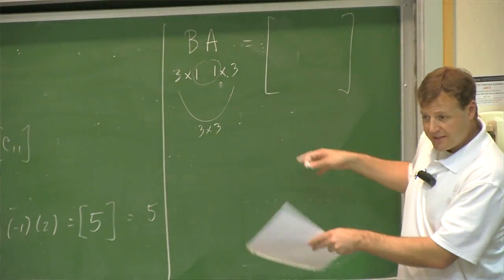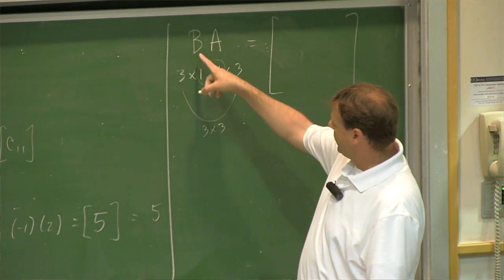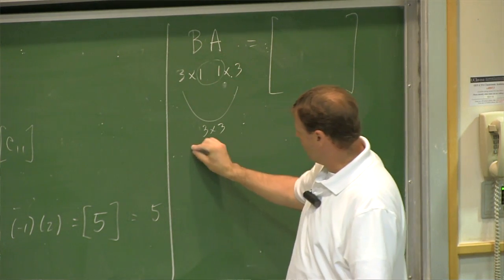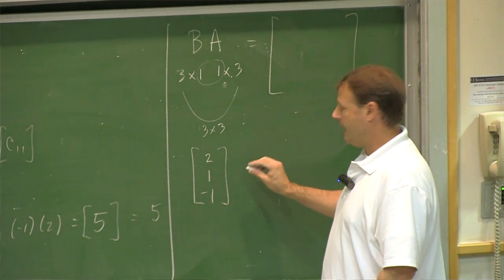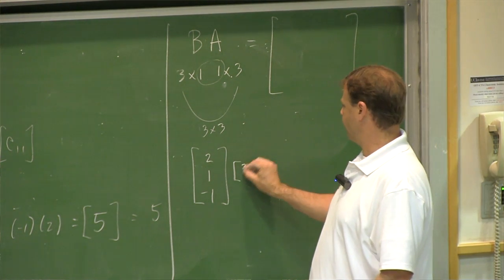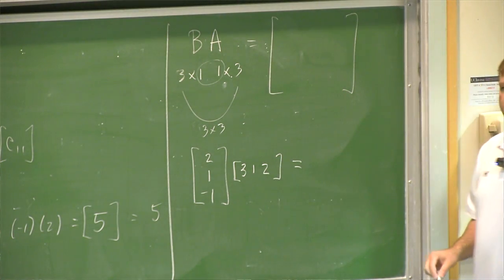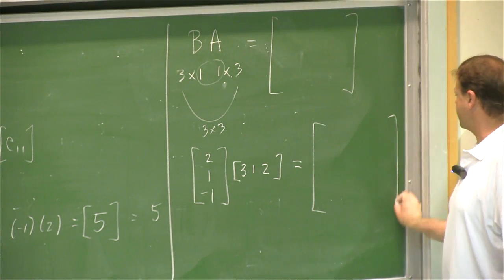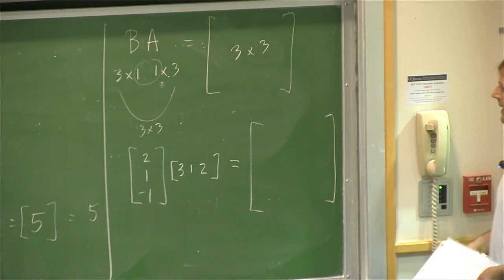But look, I've got this little space here. See if I can still get it done. All right. So now I need to have B on the left side. And I need to have A on the right. I know in advance it's going to be a 3 by 3. So I've got 9 entries.